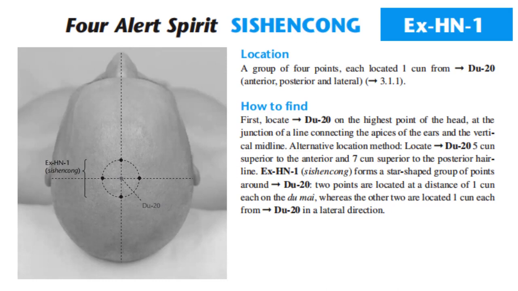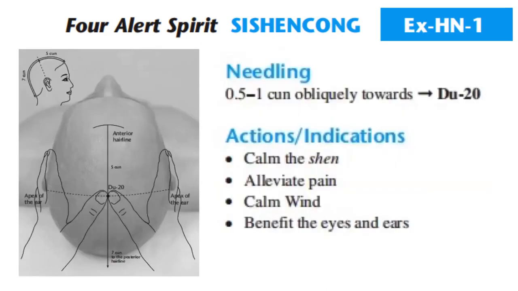M-HN-1 forms a star-shaped group of points around DU20. 2 points are located at a distance of 1 tun each on the Du mai, whereas the other 2 are located 1 tun from DU20 in a lateral direction. Needling this point is 0.5 to 1 tun obliquely towards DU20.